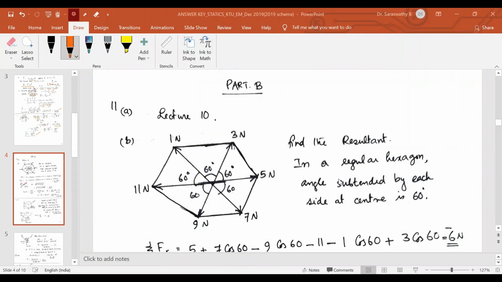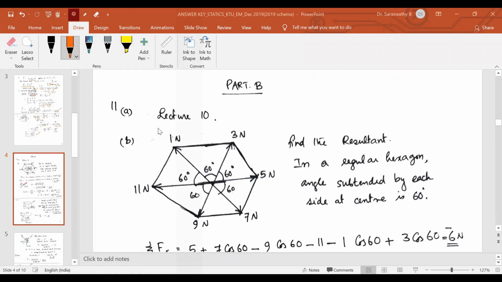Now discuss part B of the same question paper. Part B, first is module 1, this portion, question number 11 and 12. There are two questions from module 1. You have to answer any one question. First question, I will read the question.